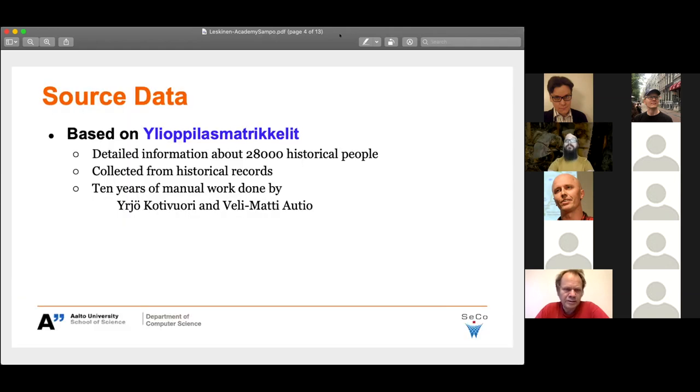So the source data is based on the ylioppilasmatrikkelit, which are available as a website of Helsinki University. It contains detailed information about 28,000 historical university students. It has been collected from various historical records, like the records of the university, and also added with some parish records for the personal information. There has been 10 years of manual work, which was done by Yrjö Kotivuori and Veli-Matti Autio.